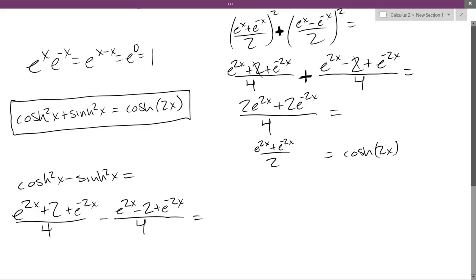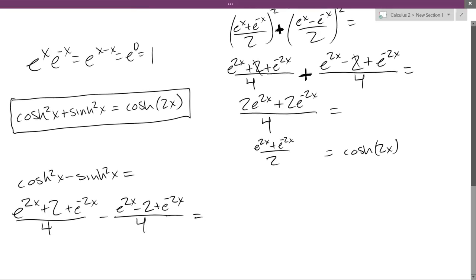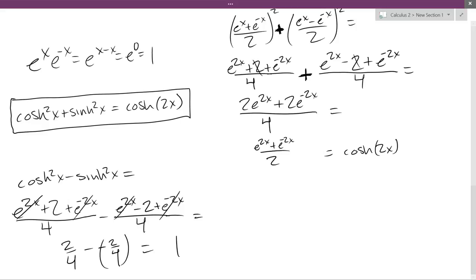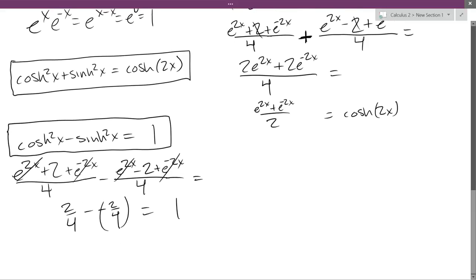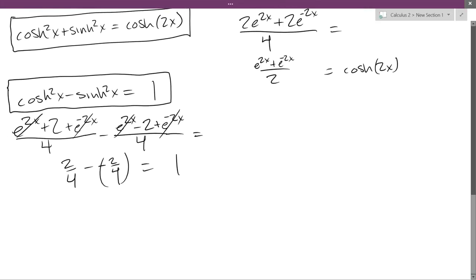So we saw that foiling up there. What cancels out when I subtract? Every single e cancels out. So e to the 2x minus e to the 2x, that's gone. E to the minus 2x minus e to the minus 2x. And what survives? 2/4 minus 2/4 minus negative 2/4, which is 1. All right, so there we go. There's our next identity. So do all that work, we get 1. That definition does have the property cosh squared minus sinh squared equals 1.